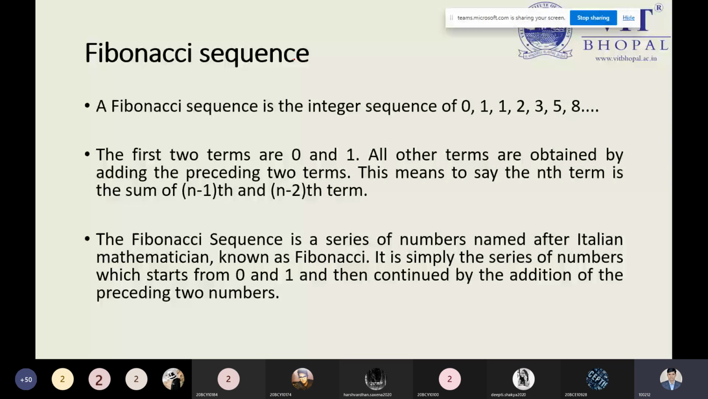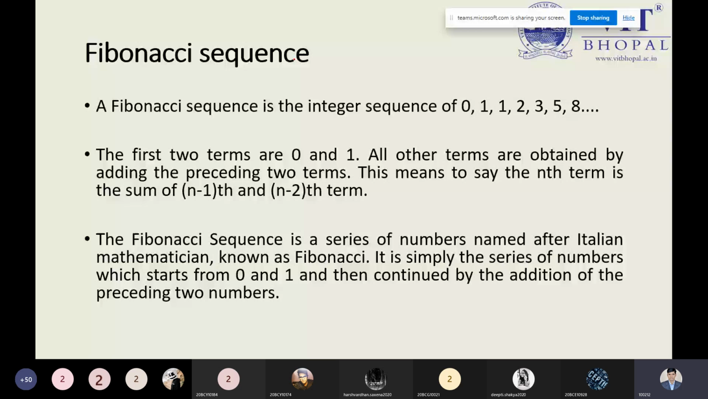Any other student who has a different idea, please tell me. It starts with 0 and 1, and the other numbers are found by adding the previous two terms. Okay, this is a good point, because in the Fibonacci series, the numbers start from 0 and 1, and then we add the first two values, and go ahead up to the n minus 2 terms, and so on. So we go to the n terms, no problem.